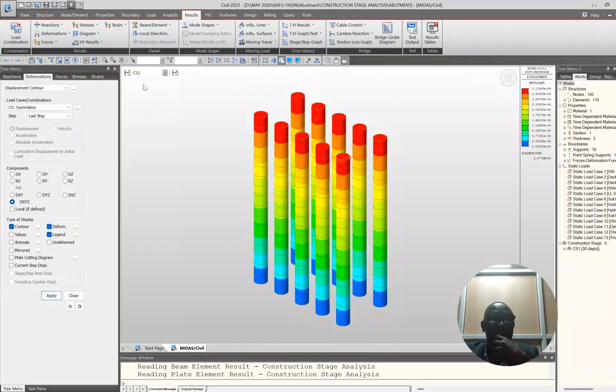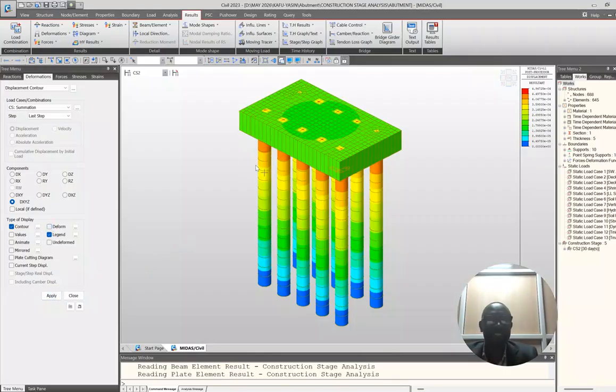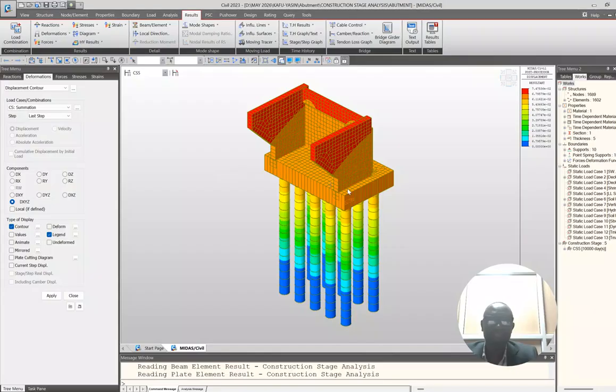Then in the second place, I look at how all this is happening, and then creep and shrinkage begin to take shape, and I correctly monitor and manage the structure without coming up with surprises at the end of my construction stage. And this is exactly what I'm trying to look at. These are built-up deformations.